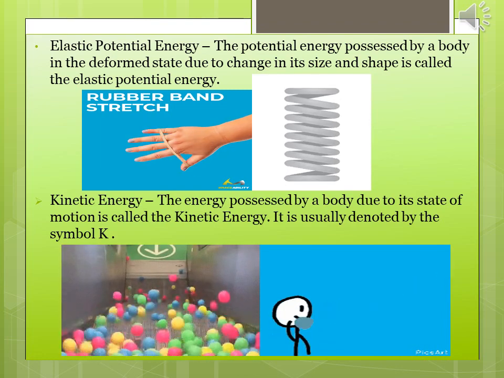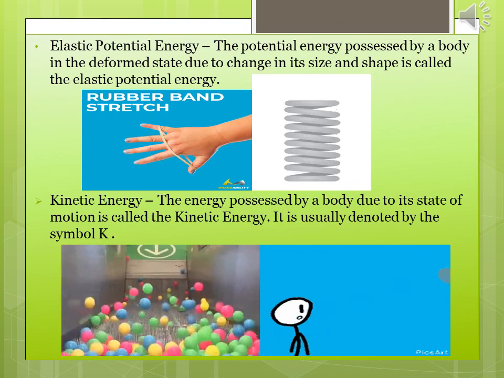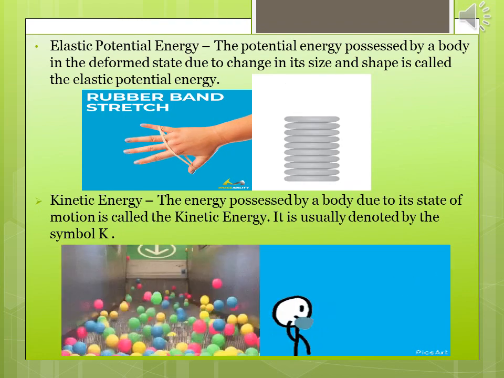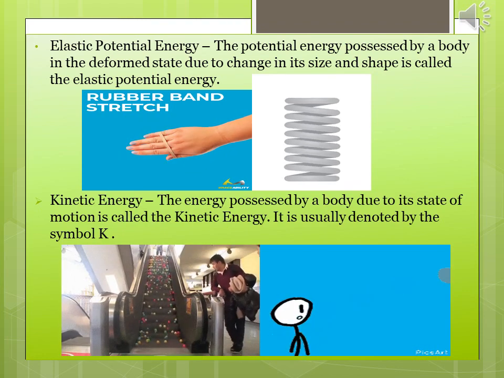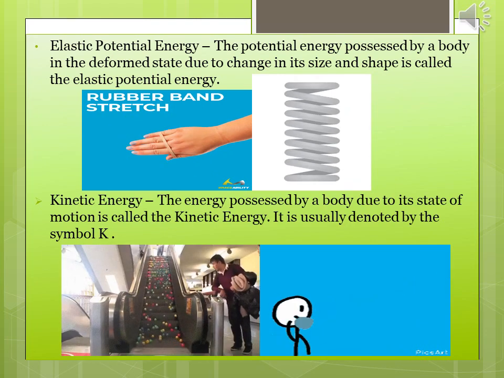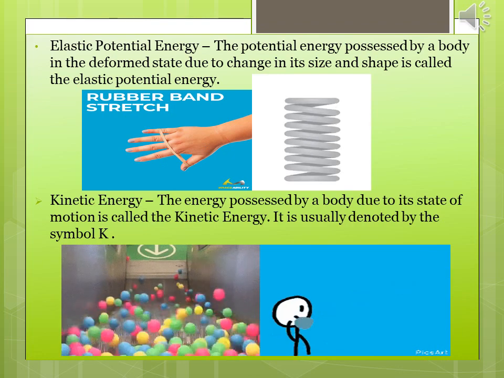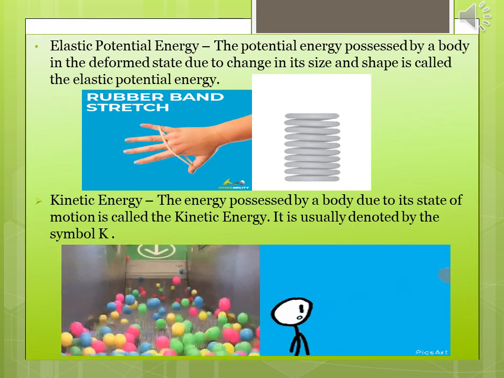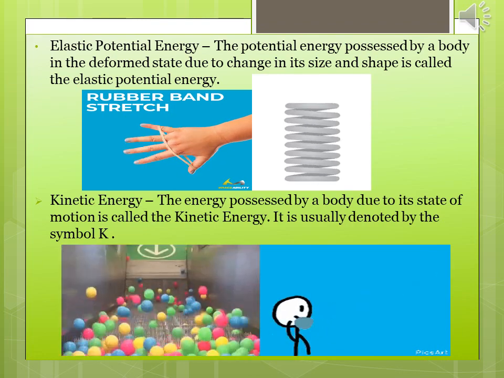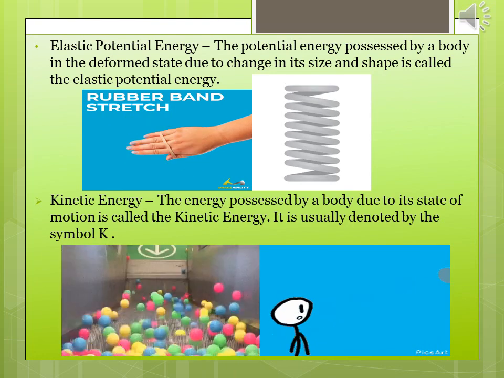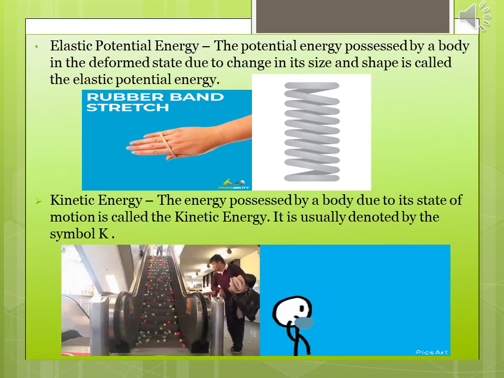So next we are going to start with kinetic energy. The energy possessed by a body due to its state of motion is called its kinetic energy. It is usually denoted by the symbol K. We have so many examples from our surroundings. It may be a car in motion, moving hands of a clock, the bullet fired from a gun, and so on.